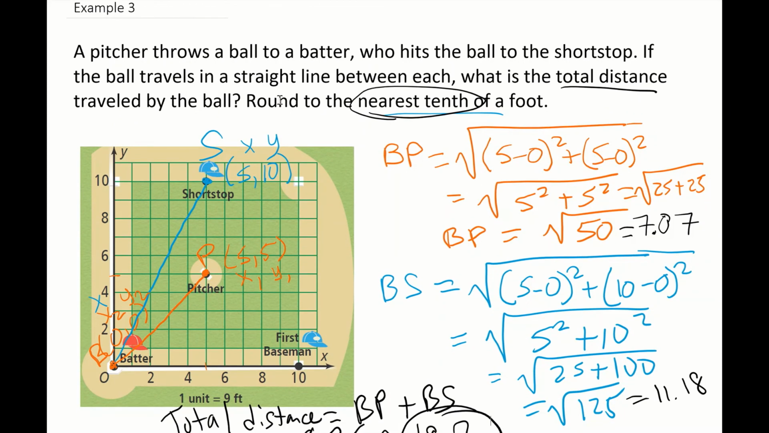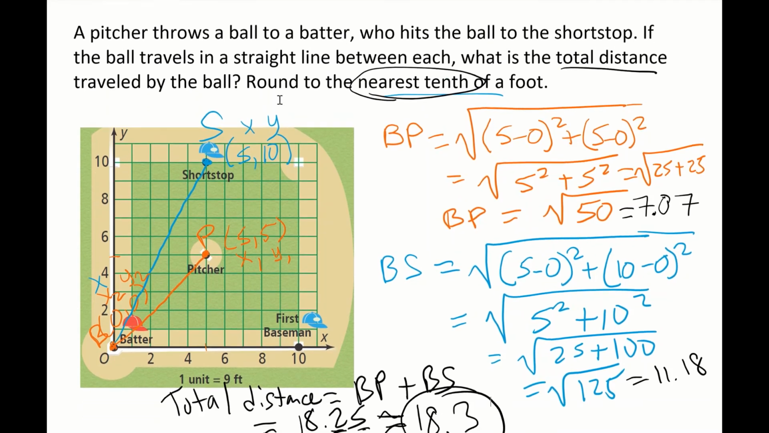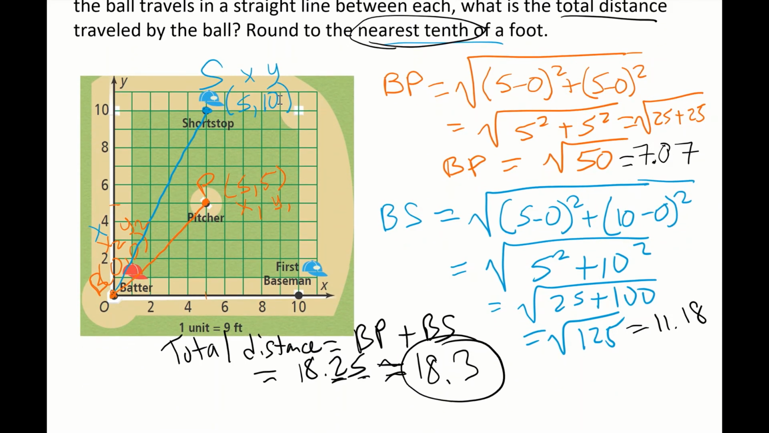All right, and guys, that is it for the lesson. So we went over the distance formula, the midpoint, and how to partition. I hope you took something from this video, guys, and I will see you in the next one.